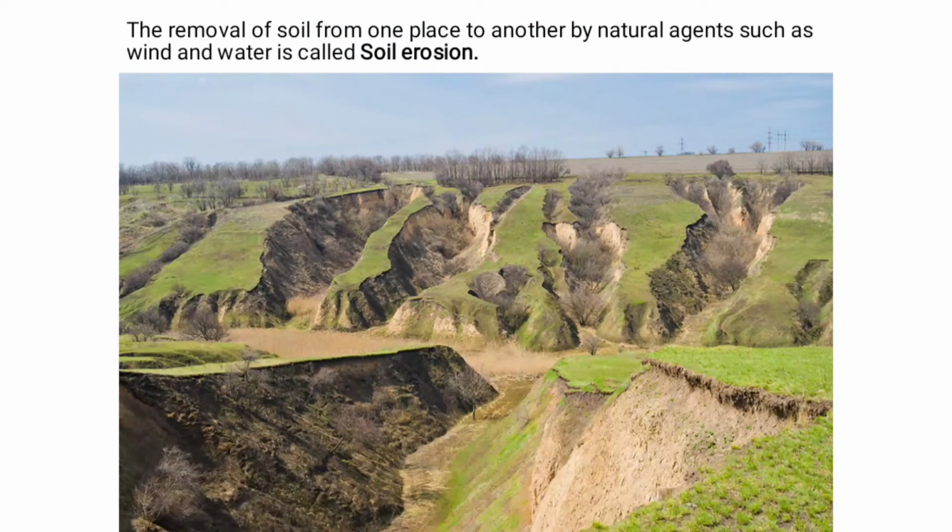We know that the soil has been continuously removed or changed from time to time. So, the removal of soil from one place to another by natural agents such as wind and water is called soil erosion. The wind and water are the two main forces, we can say, that cause soil erosion.